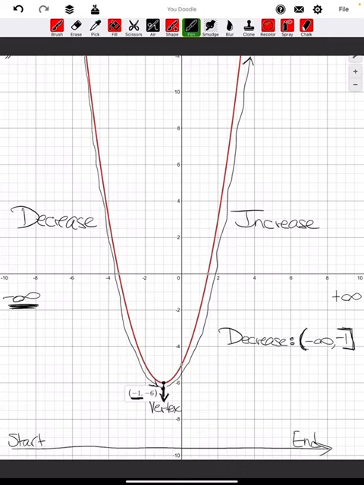So what happens when we get to negative 1 on the x-axis? Again, I'll draw an arrow here. This is the part where I'm talking about. This is negative 1 on the x-axis. So this is negative 1. All right, so what happens at that point is we start going up. So we're going to say increase.